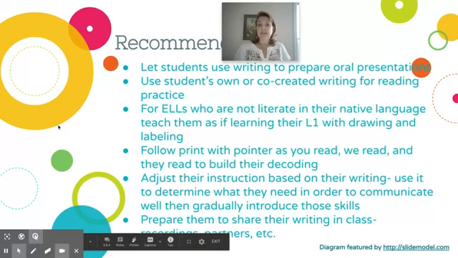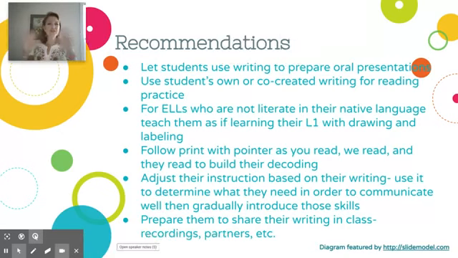For ELLs who are not literate in their native language, teach them as if they're learning their L1. Let them draw and label things. Let them work through. They can draw a picture for the language they use in their L1 only. They don't have to translate it yet. They can translate later.